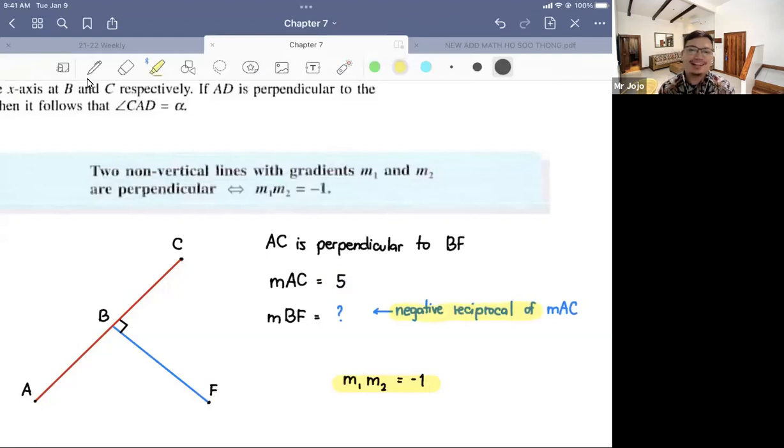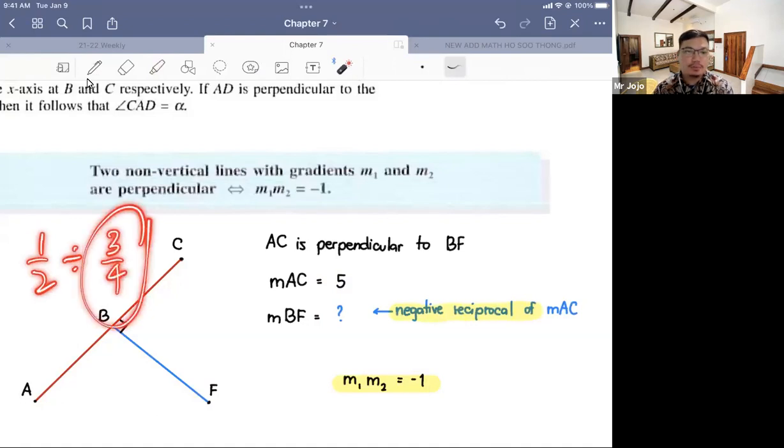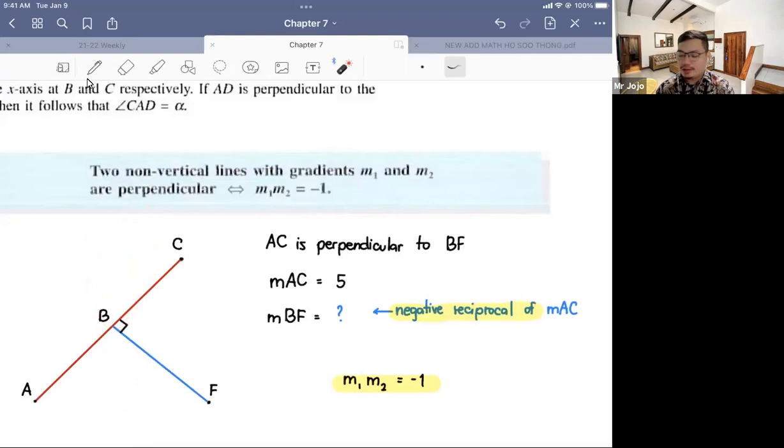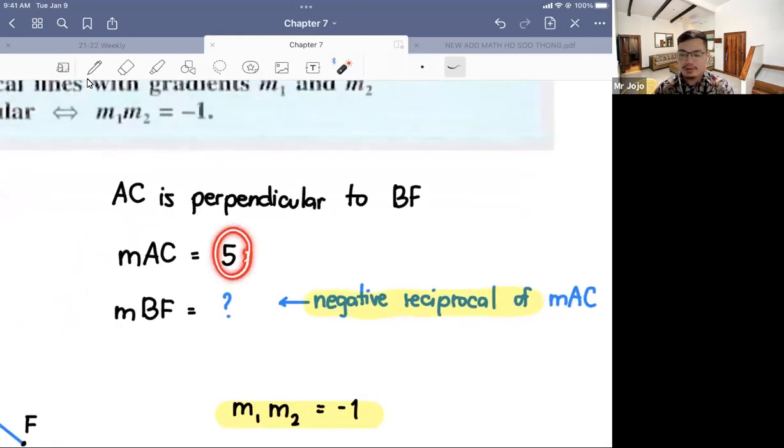What do we mean by negative reciprocal? Back in fractions, when we divide fractions, we take the reciprocal of the second term. For example, 1/2 divided by 3/4: you need to flip the 3/4, and that flipping is called the reciprocal. It becomes 4/3. Remember this from division of fractions? We do that here. So what is the reciprocal of 5? It's basically 1/5.